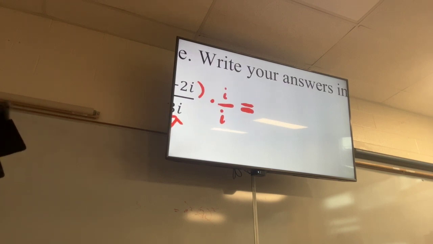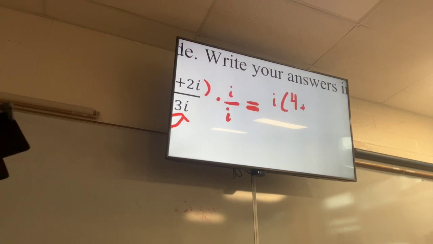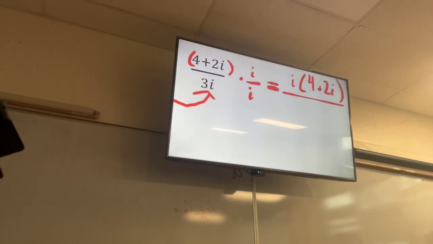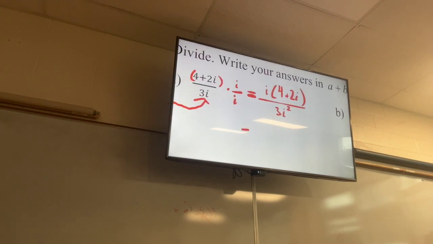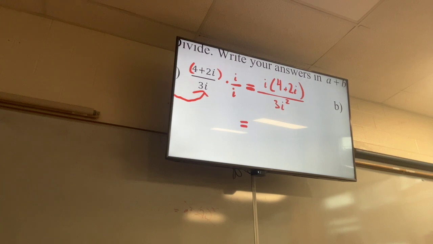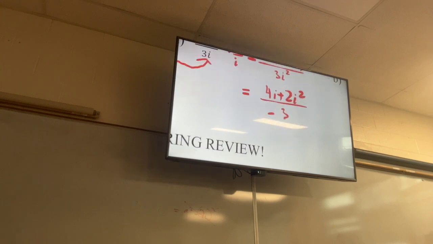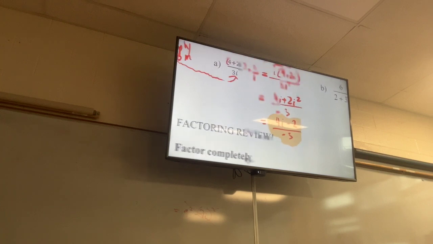Multiplying straight across the top, I get i times 4 plus 2i. Multiplying straight across the bottom, I get 3i squared. Okay. So the bottom simplifies to just minus 3. The top, I distribute the i. I get 4i plus 2i squared. Plus 2i squared is just 4i minus 2, all over negative 3. That's my answer. Did I go through that too fast? Okay.